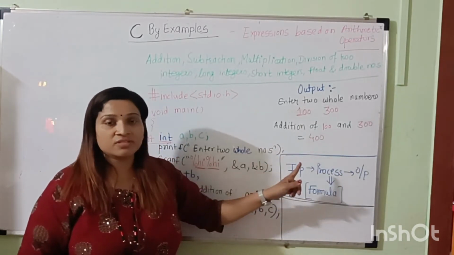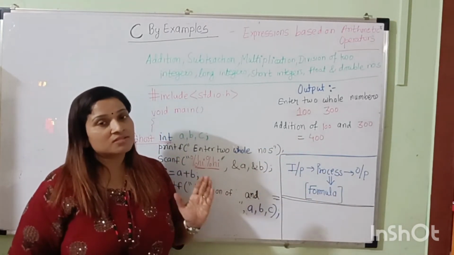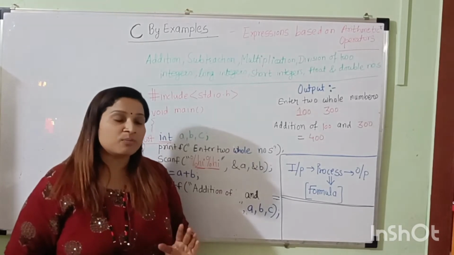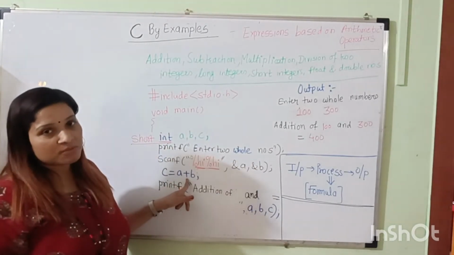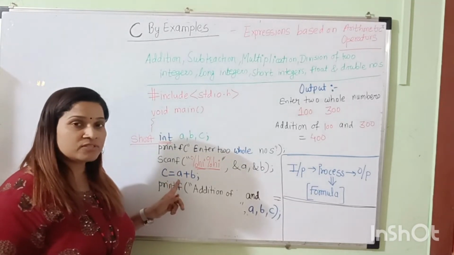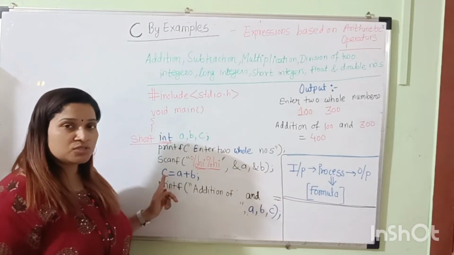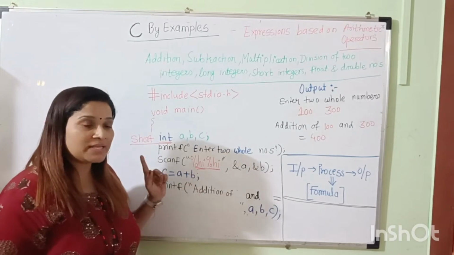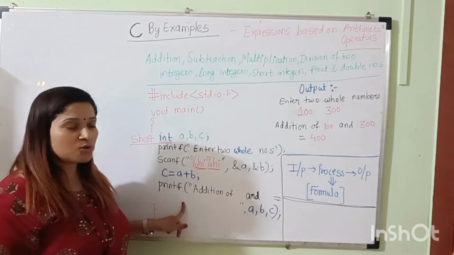The next step, as I told you, after accepting the input, is to write the process for it. In this first case, the logic is very simple. The process is nothing but the formula. The formula for addition of two numbers is very simple: C is equal to, that is, the resultant variable equals the first variable plus the second variable. C equal to A plus B, followed by a semicolon. And just display this output.